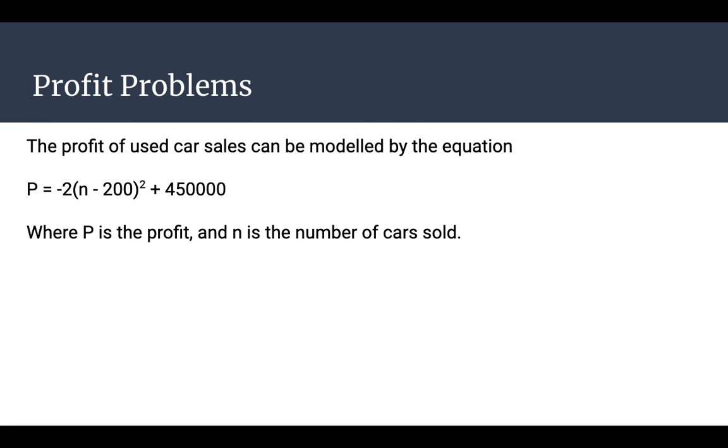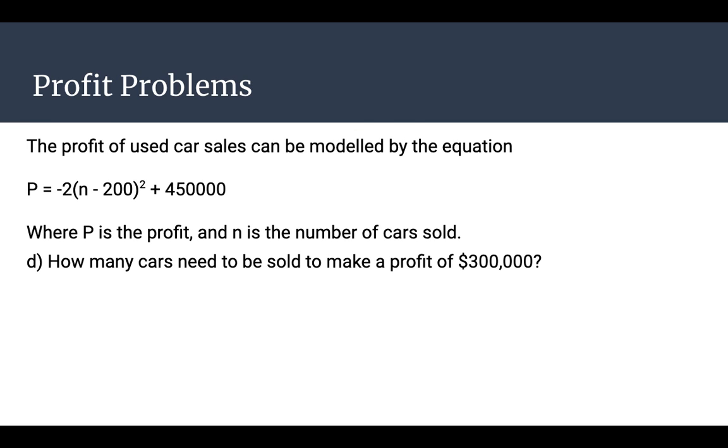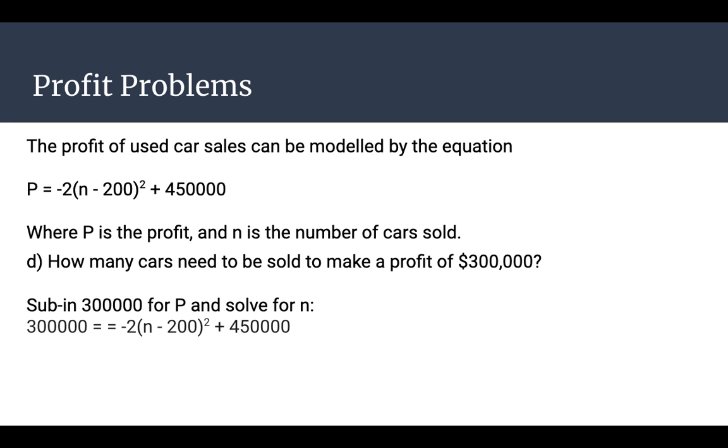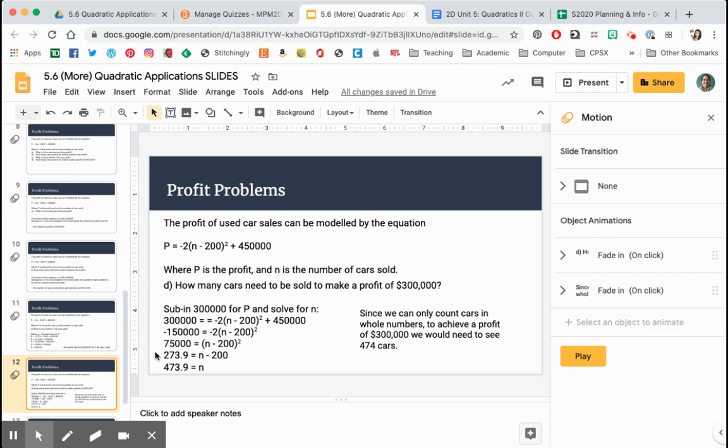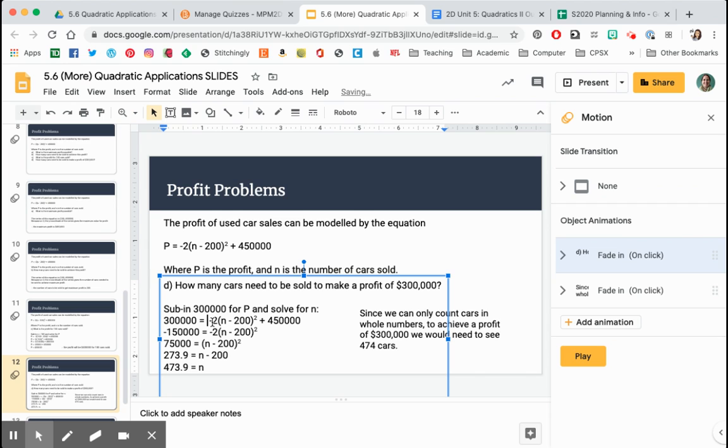The last question was how many cars need to be sold to make a profit of 300,000? Similar to part C, we're going to plug in this number into the equation and solve for the other letter. But this time we're solving for n. We're solving for the number of cars sold and we have the profit. So we're going to sub in 300,000 for P and then solve for n. So that gives us 300,000 equals... I'm just going to exit out and edit that because that's going to drive me nutty.